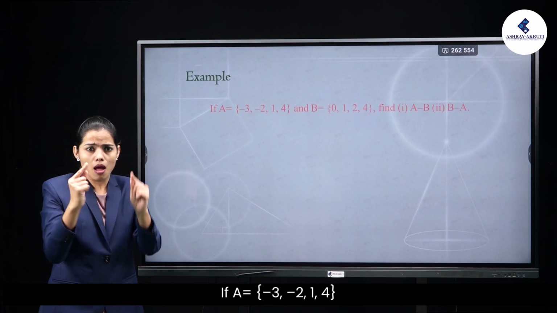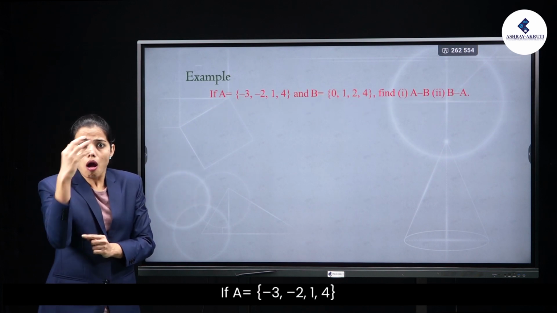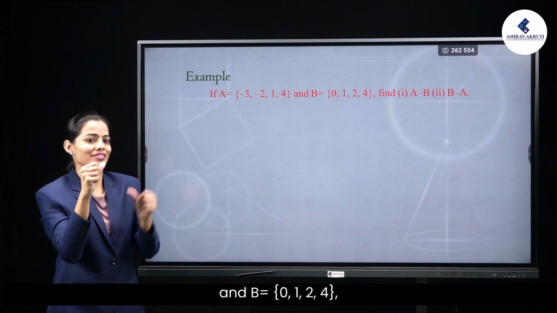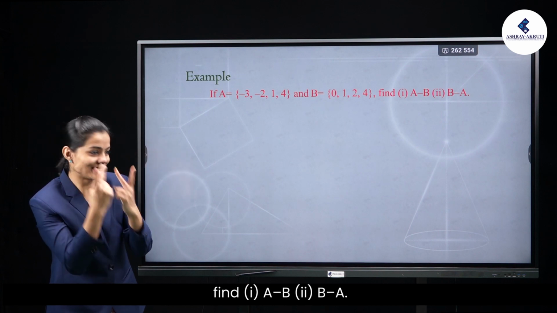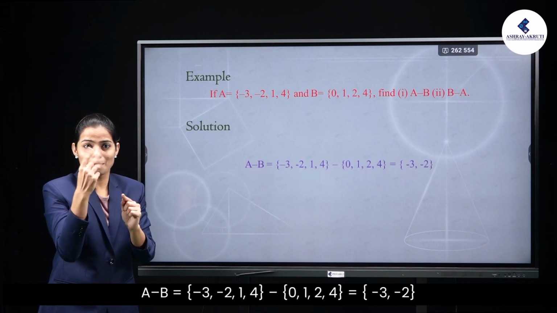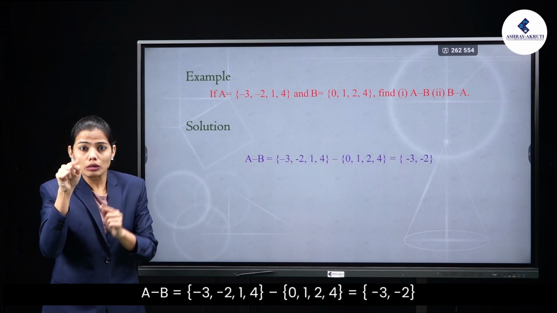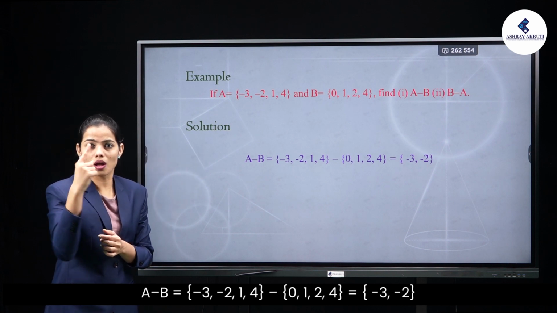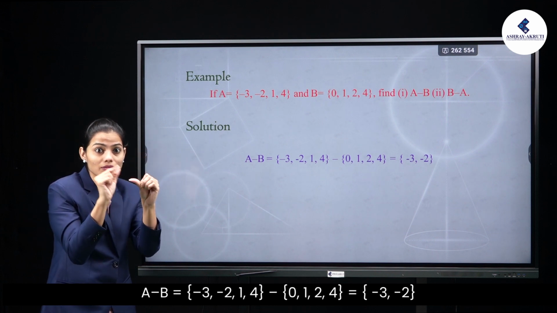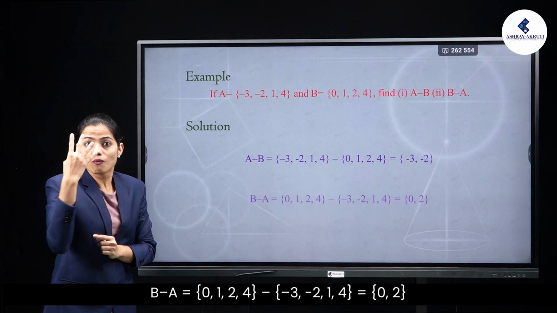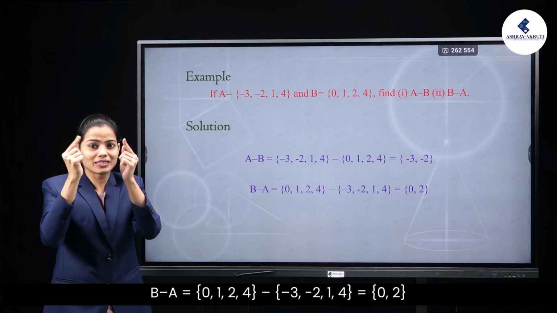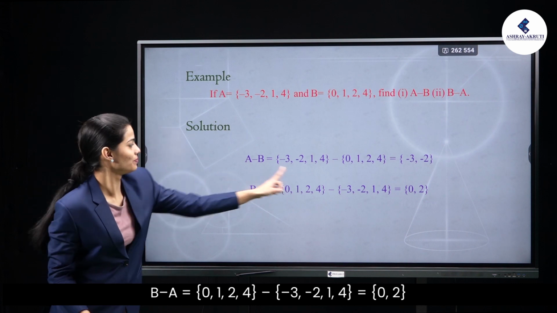Example: if A = {−3, −2, 1, 4} and B = {0, 1, 2, 4}, find A − B and B − A. Solution: A − B = {−3, −2, 1, 4} − {0, 1, 2, 4} = {−3, −2}. B − A = {0, 1, 2, 4} − {−3, −2, 1, 4} = {0, 2}.